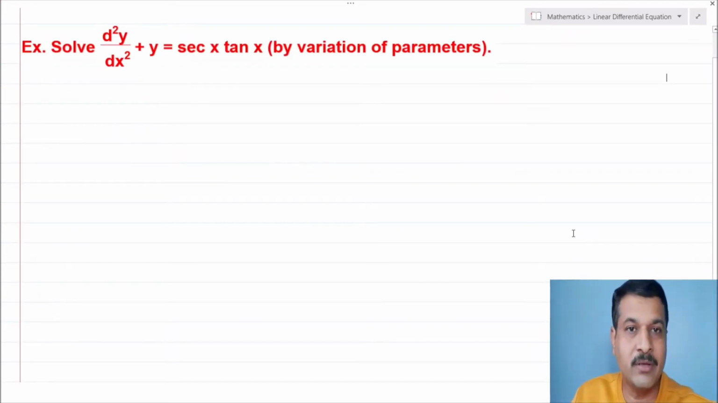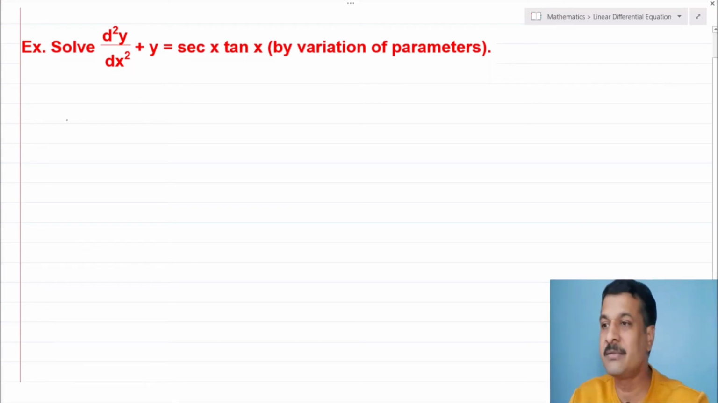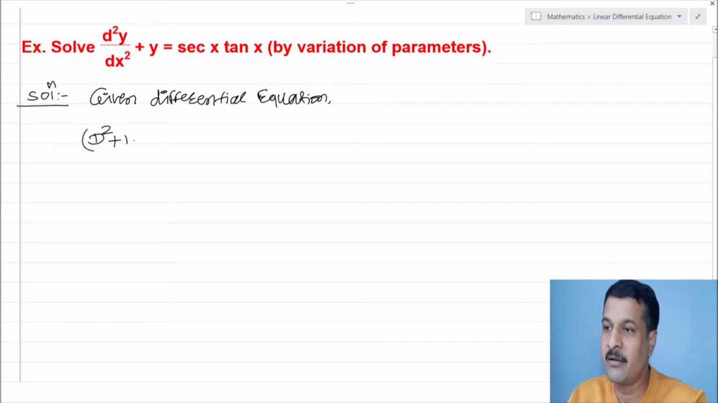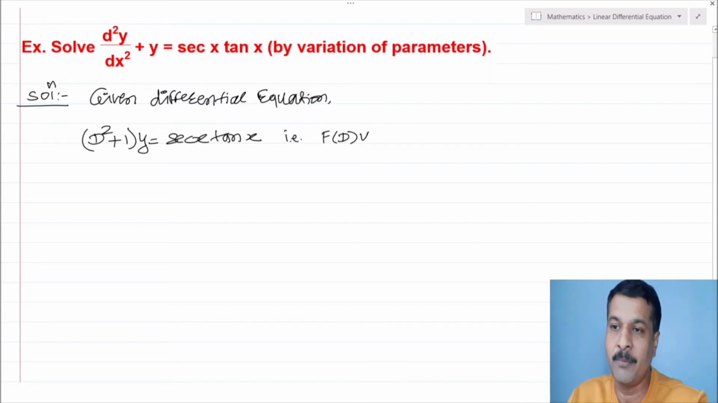Now consider one more example on the variation of parameters. Solve d square y by dx square plus y equals sec x tan x. So in symbolic form, this differential equation we can write as follows. Solution: the given differential equation is D square plus 1 operating on y equals sec x into tan x. Note that this is nothing but f of D operating on y equals f of x.